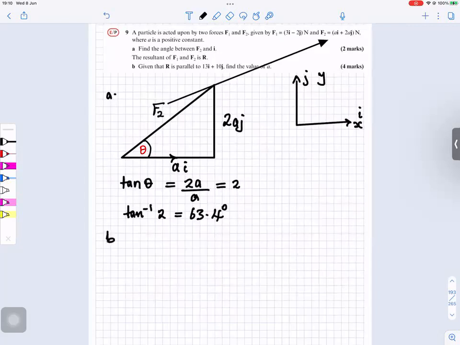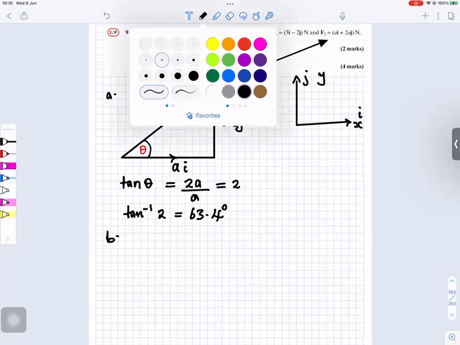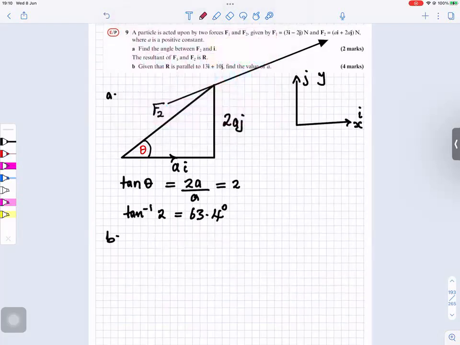For part B, to get the resultant force, or R, as they put into the thing, you do F1 plus F2. So that's going to be 3I minus 2J plus AI plus 2AJ. So 3I minus 2J is F1, plus AI plus 2AJ, that's F2.